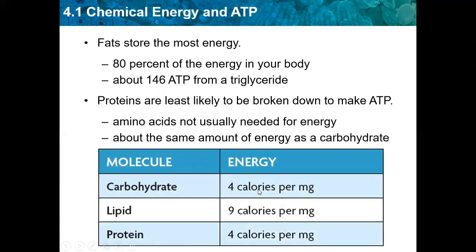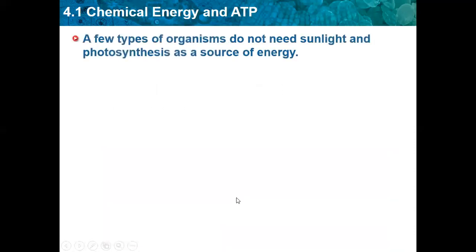So with carbohydrate, you're going to have 4 calories per milligram of food you eat. If you eat 1 milligram of carbohydrate, you're going to have 4 calories. But if you eat 1 milligram of lipid, you're going to have 9 calories. And if you eat the same 1 milligram of protein, you're going to have the same 4 calories.